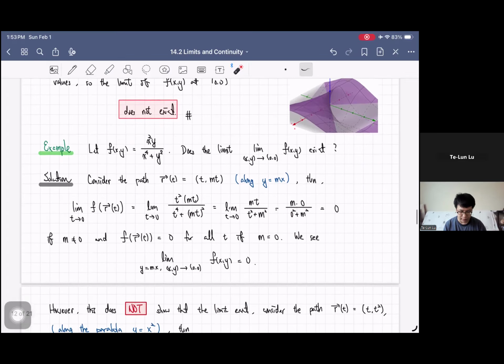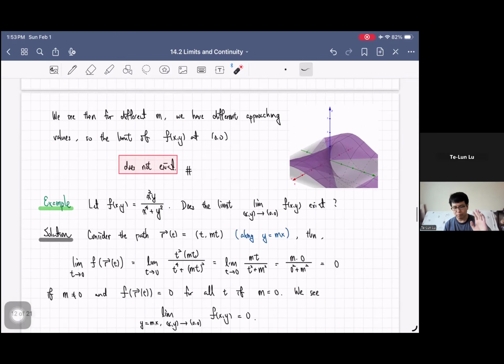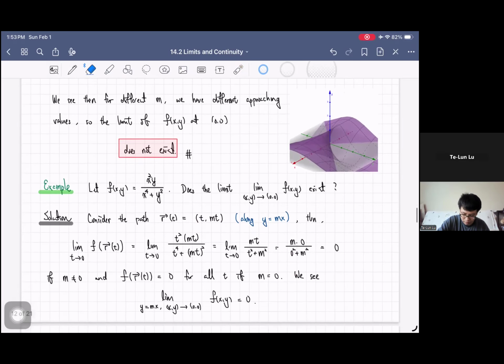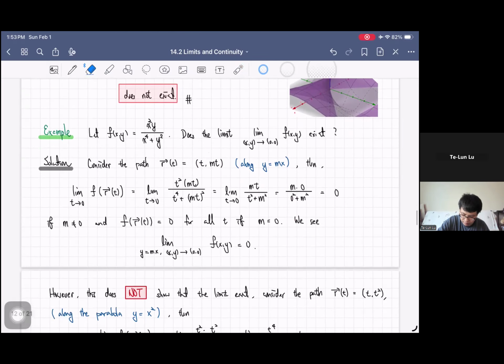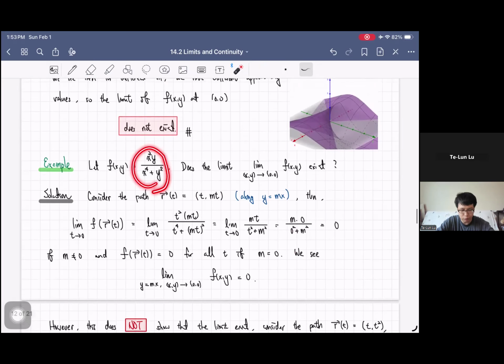And now let us present another example. Based on the previous example, you might wonder, okay, naturally, if every line going through the origin gives you the same limit, do you have a limit then? The answer is no, which is this example. In this example, you have x squared y divided by x to the 4 plus y squared. We are also interested in the limit at the origin.